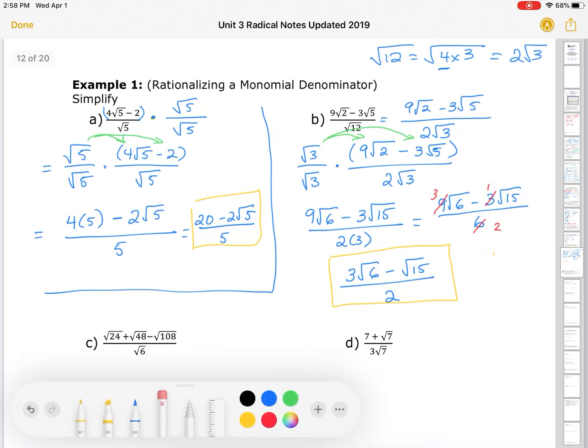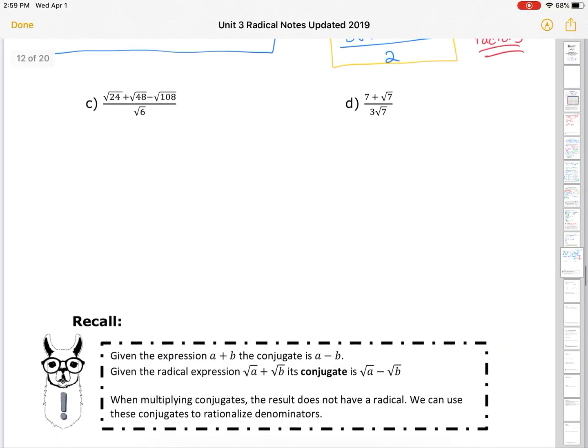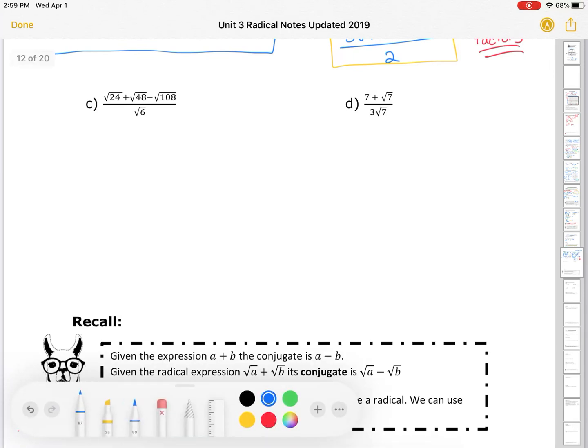Okay, so common, oops, I'm not going to write in yellow because we won't see that. Common factor. When they say simplest form, and you have a common factor, you want to take that out. Okay, so let's take a look here, next two examples.